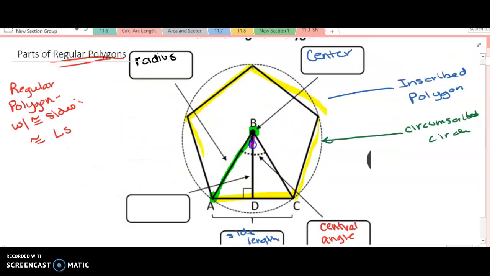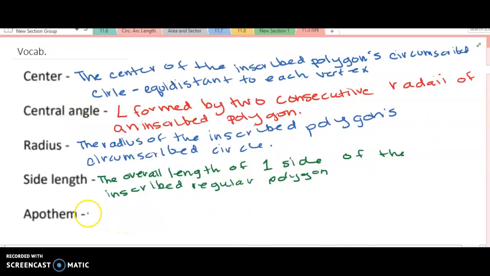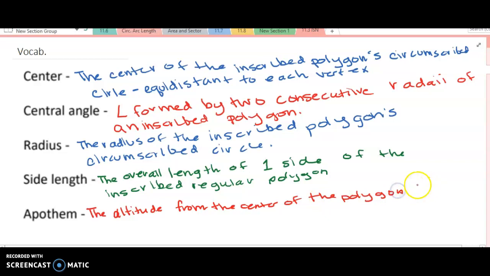Last but not least, this here is called an apothem. A-P-O-T-H-E-M. An apothem is the altitude. And an altitude is basically a line perpendicular from the center of the polygon to the side.